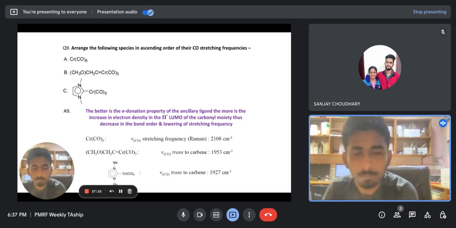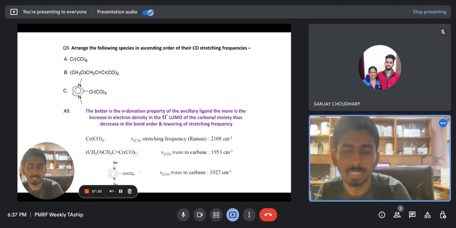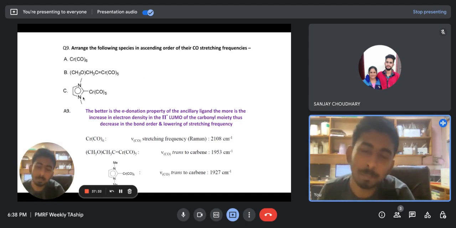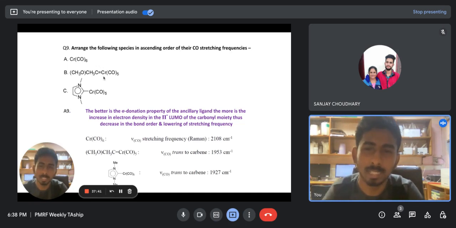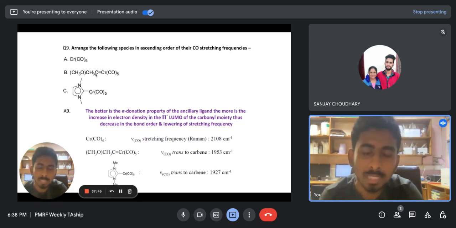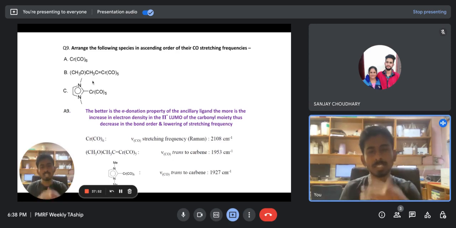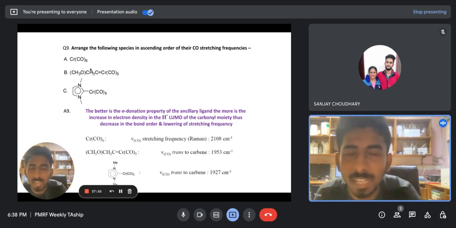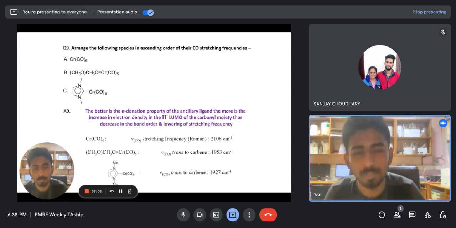So in this case, one by one, we will see how we account for the CO stretching frequencies. Here you can see the ancillary ligands are present in compounds B and C. In A, it is completely neutral; no ligand is bound to this chromium center. In the second case, the chromium is bound to this carbon, and the carbon is attached to heteroatom-containing groups, this methyl and this methoxy. Both are capable of donating electrons: methyl through hyperconjugation, and methoxy through the plus R donation property of the lone pair on the oxygen atom.